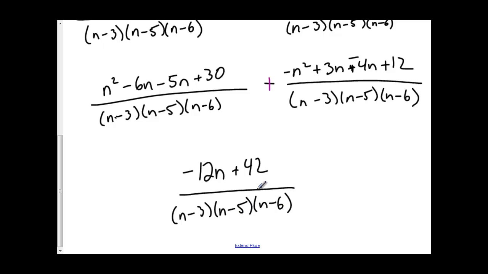Now, there isn't any way to simplify this. I could factor out a value out of the top if I wanted to, but it's not necessary. I don't need to. I could factor out the 6, but it's not really going to help me that much. So all I'm going to do is indicate my non-permissible values of 3, 5, and 6, and I'm finished.